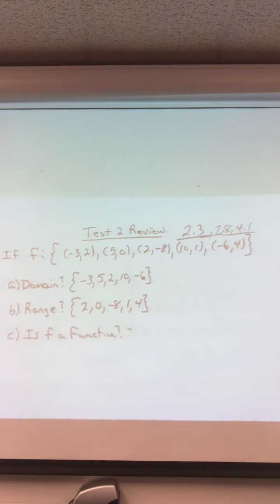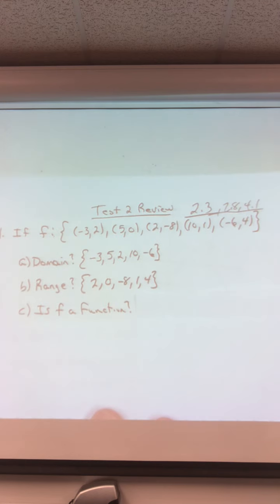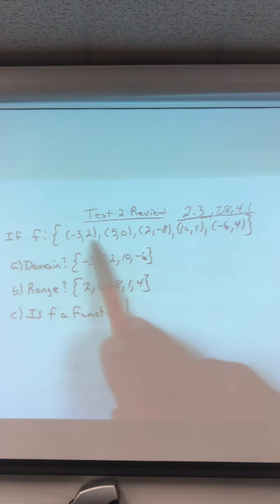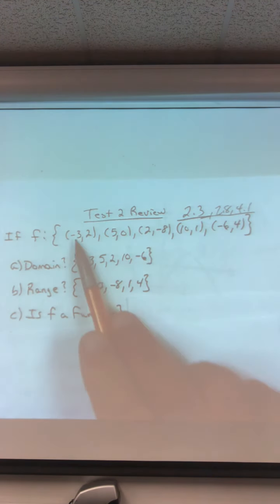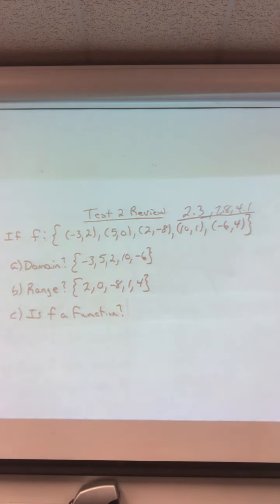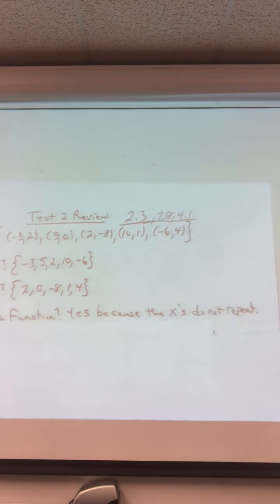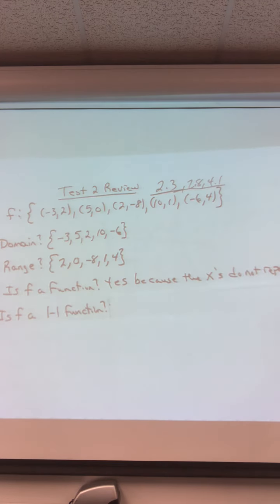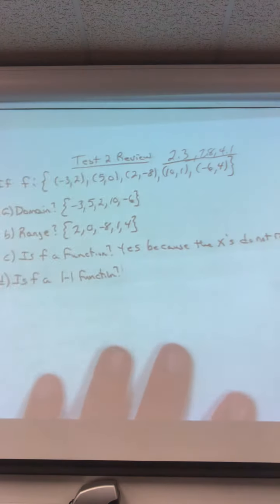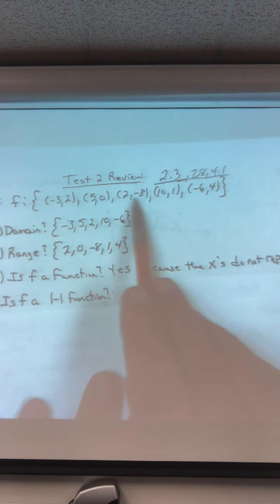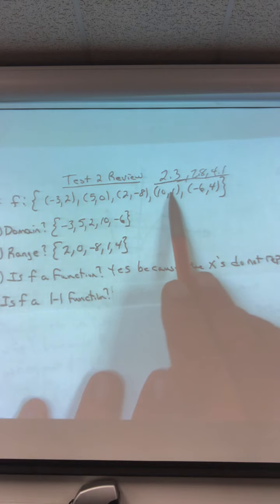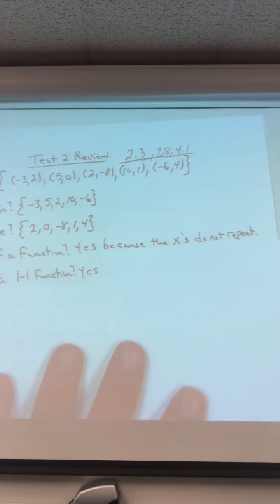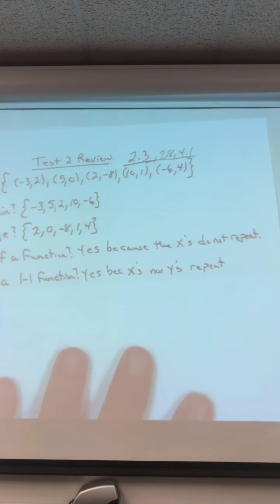Then the next question I'm going to ask you, is it a function? Now, remember, it's a function if the x's do not repeat. So, -3, 5, 2, 10, -6. Is it a function? Yes, because the x's don't repeat. Now, is it a one-to-one function? Well, now we have to check the y's. Do any of the y's repeat? 2, 0, -8, 1, and 4. Yes, it's a one-to-one function because neither the x's nor the y's repeat.